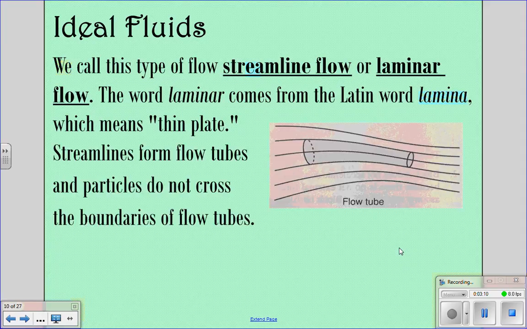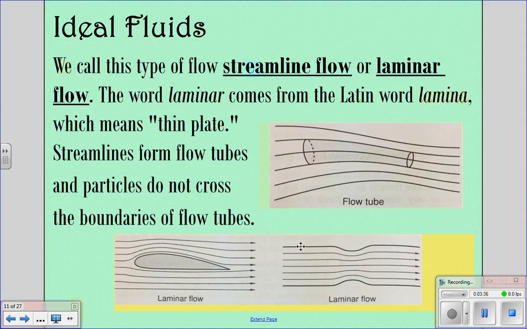Streamlines form flow tubes, and particles do not cross the boundaries of the flow tubes. So if we have a streamline, it's going to be flowing right in here. Do you see that? It's going to flow right in there. And it's not going to cross out of that flow tube. It's going to stay in that little flow tube. And so there's an example of a laminar flow on the left, where it's going around like this is a wing of an airplane.